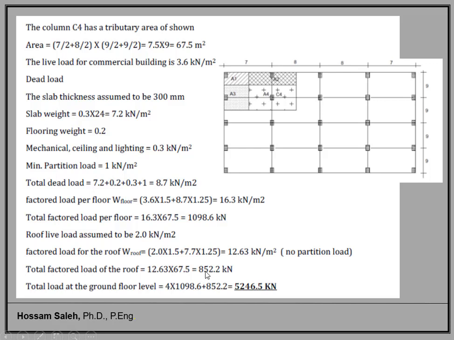I have 852.2 kilonewton. Now the total load on the columns until the base, I have 5 floors. The top one will be the roof, which is this one. After that, I have 4 typical floors: 4 times 1098.6 plus the roof load. Now I know the load on my column at the base is 5246.5 kilonewton. Now my task will be how to design this column.